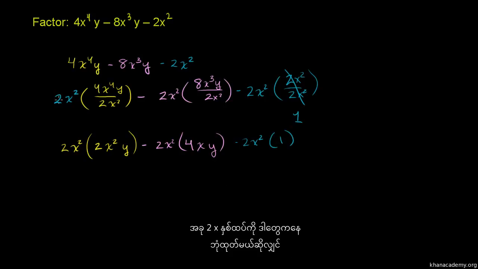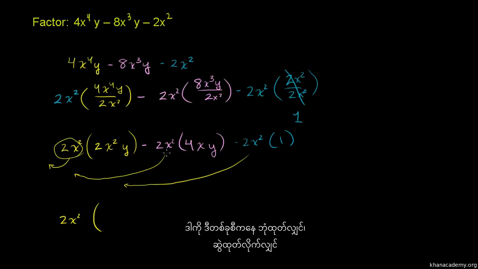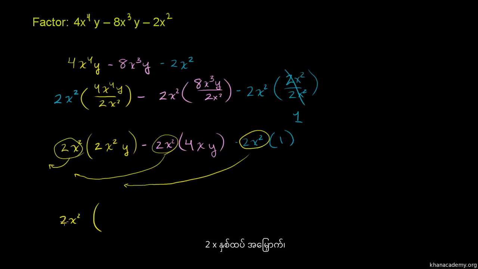Now, if you were to undistribute 2x squared out of the expression, you'd essentially get 2x squared times this term minus this term minus this term. If you distribute this out, if you take that out of each of the terms, you're going to get 2x squared times 2x squared y minus 4xy, and then you have minus 1. And we're done. We've factored the problem.